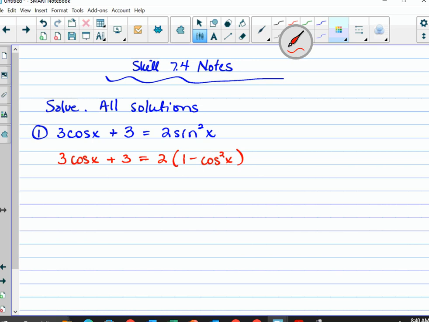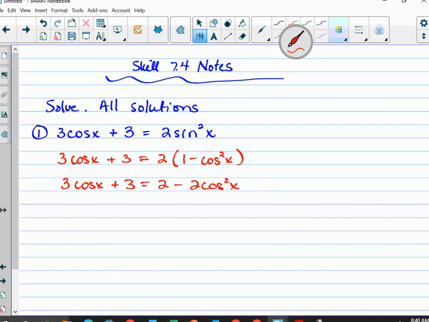No, this is solving an equation. It's not a proof. And you don't want to change both of them because then they still won't match. So you need them to match. All right, so I would distribute. I'd have 2 minus 2 cosine squared.